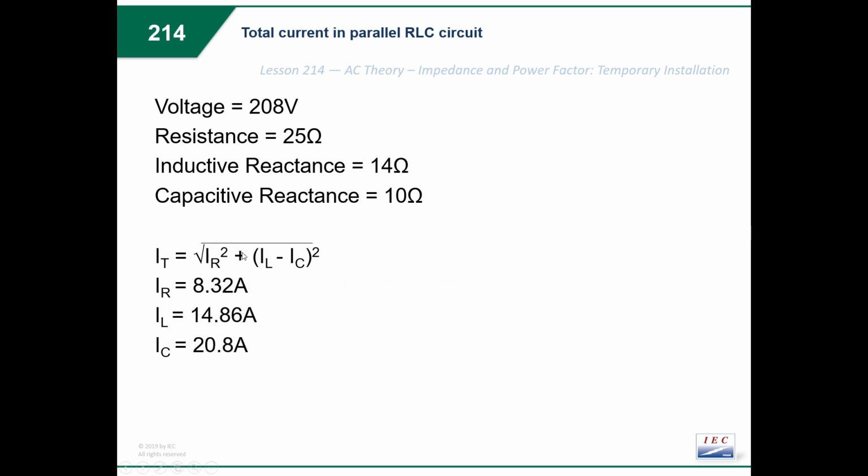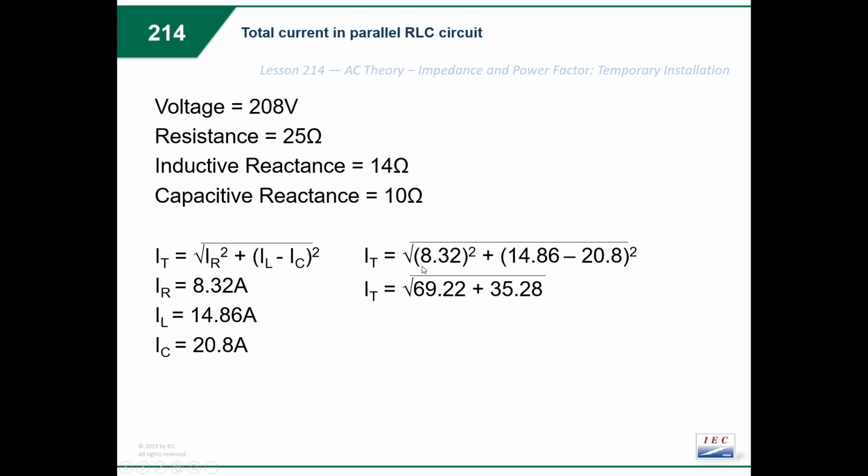So now we can start filling in this main equation that we needed to find our parallel current, right? In this case, we know that IR equals 8.32. We know IL is 14.86. We know IC is 20.8. Remembering order of operations, we can continue to simplify. 8.32 squared is 69.22. This section here is going to be 35.28, which tells us IT equals the square root of 104.51. Continue that all the way, we get IT equals 10.22 amps.